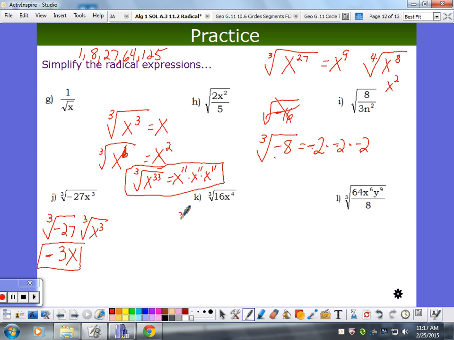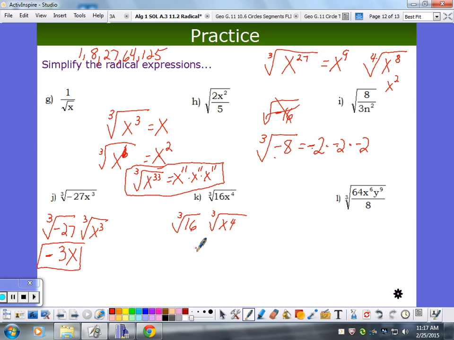Let's do this one. Let's pull that apart. That's the cube root of 16 times the cube root of x to the 4th. Let's deal with this number. Is 16 a perfect cube? I'm looking at my list. Is it on there? No. Now, what did we do when it wasn't?